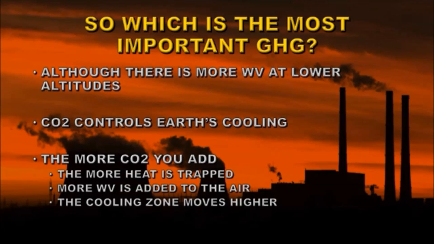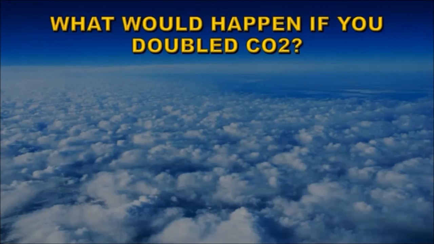So the more carbon dioxide you add, the more heat is trapped, the more water vapor is added to the air, so there's more steps in the random walk to try to get those IR photons out of our atmosphere. And also the cooling zone moves higher, and so it takes longer to get rid of that heat. So overall, that's a heating effect.